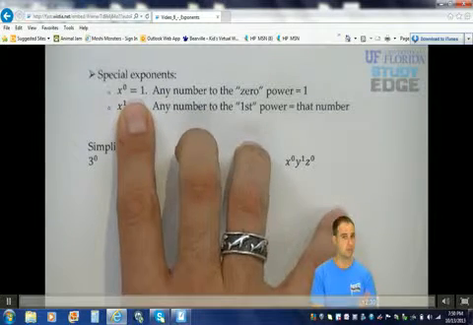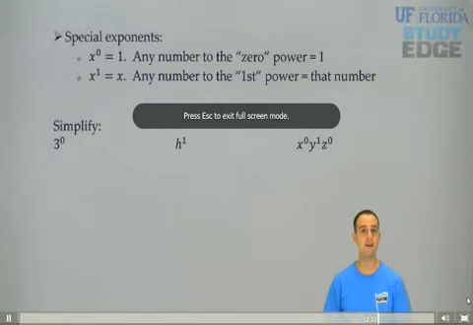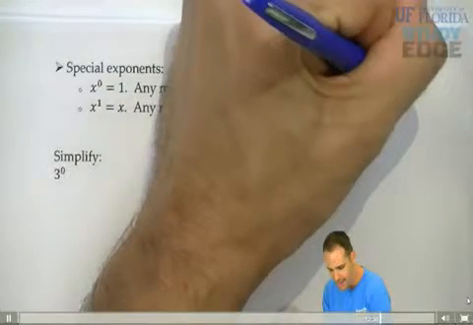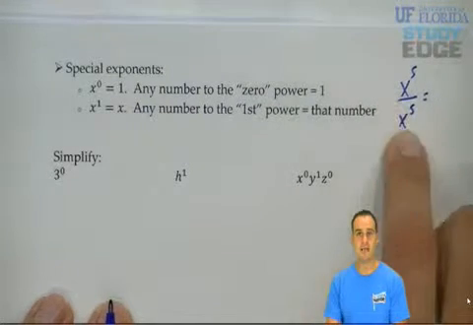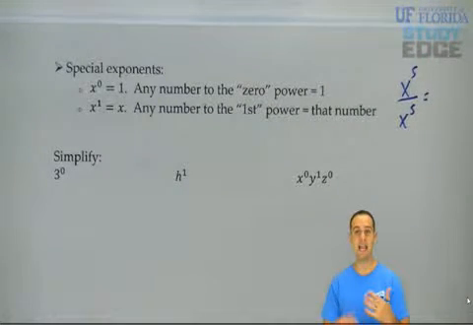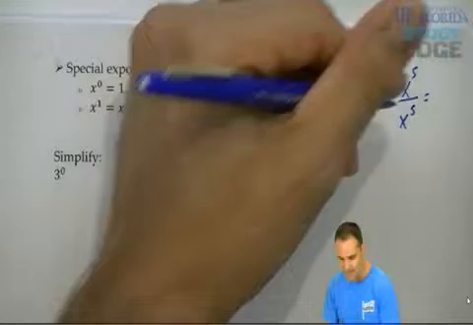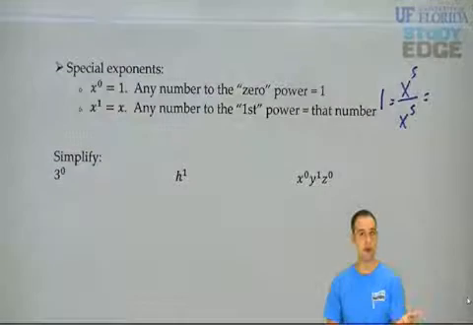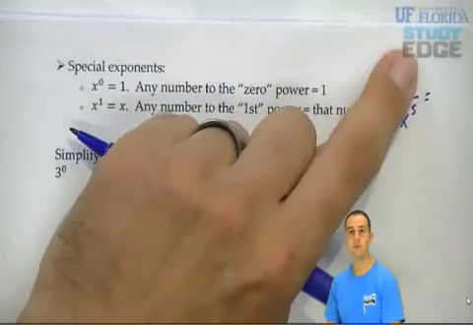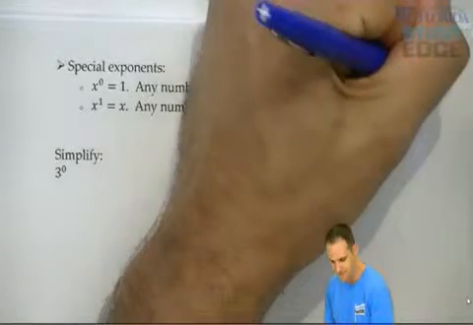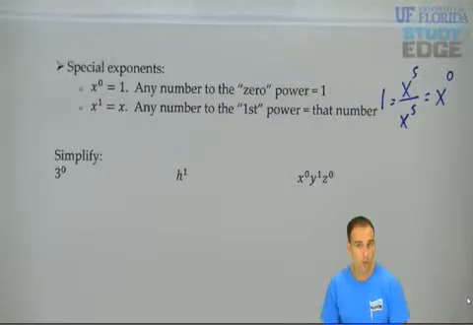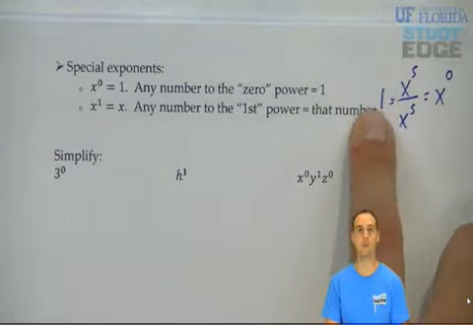Anything to the 0th power is equal to 1. Again, anything to the 0th power is equal to 1. One way to think about it, ready, is if I gave you x to the 5th divided by x to the 5th. Well, since they're the same, that would just simplify, and anything divided by itself is 1. But also, if you divide, what's 5 minus 5? 5 minus 5 is 0, and that's one way to show you anything to the 0th power is 1.